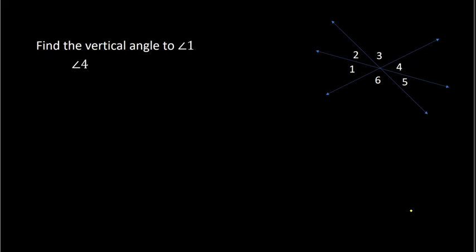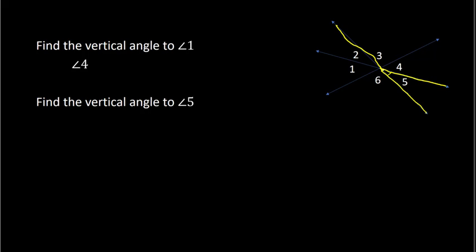If that is still not clear, let's try another example. Find the vertical angle to angle 5. So angle 5 is right here. Right? It's going to be created by this ray and then this ray. If I extend both of those rays, we would have this ray right here and then this ray right here.